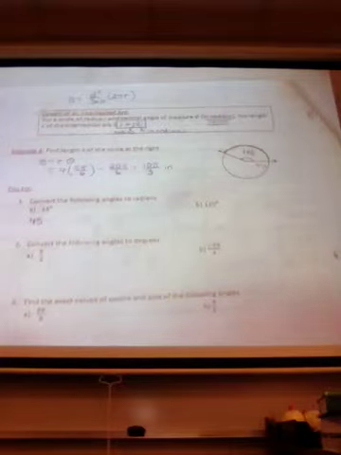Look at your notes on the other page. We just did a bunch of them. Okay, then let's look at the box.